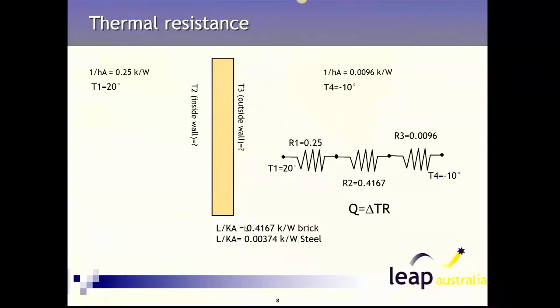So if we look at the R2 value, depending on whether it's brick or steel, you can see there's a huge difference in the thermal resistance. Basically, the higher the thermal resistance, the greater the temperature drop across the particular resistance. So here we want the temperature drop to be as high as possible, so we want this R2 to be quite high relative to the other thermal resistances.